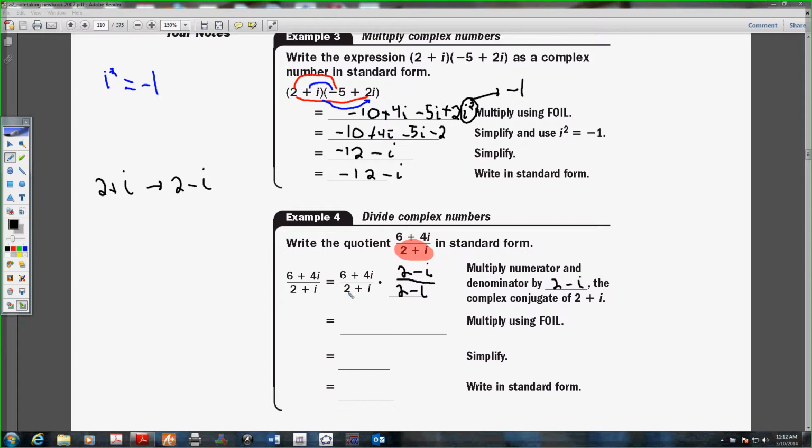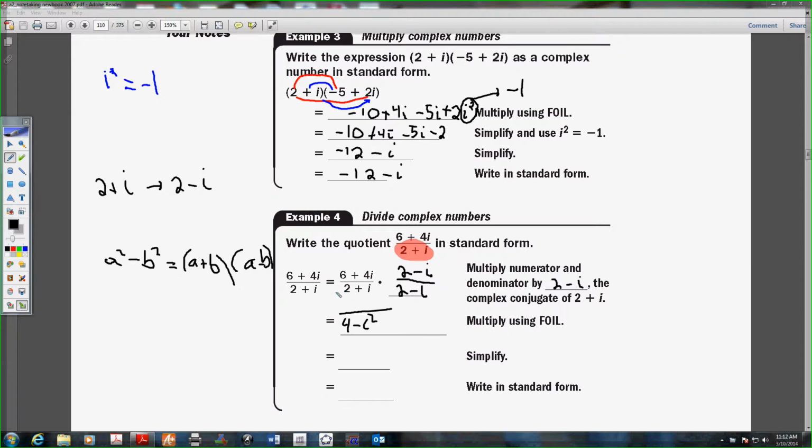We know the denominator directly, because if you remember this little difference of squares, a minus b times a plus b. So directly the denominator we know is going to be what? 2 squared, which is 4, minus i squared. That's my denominator.